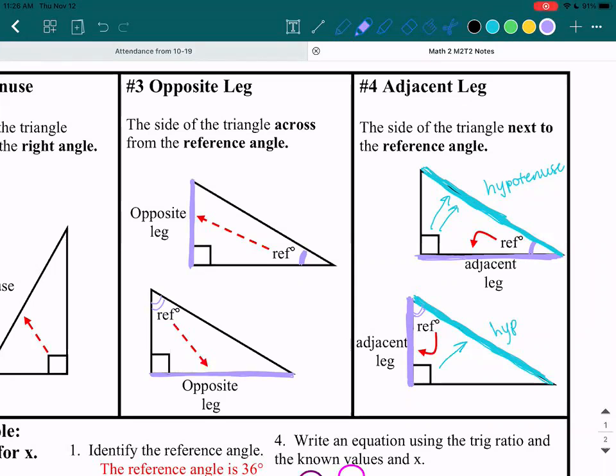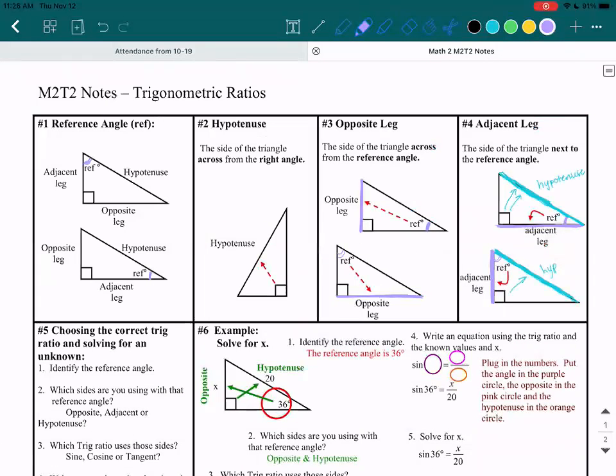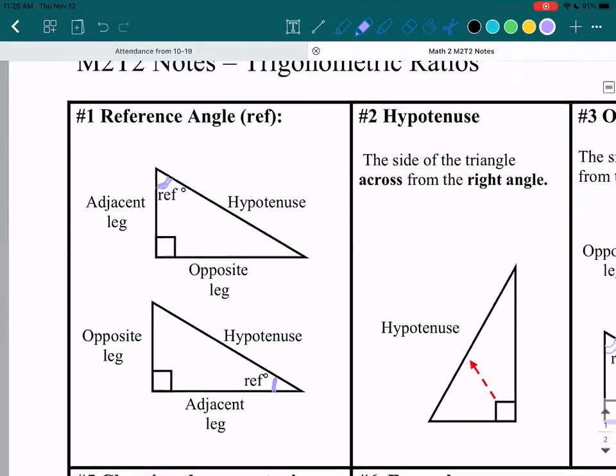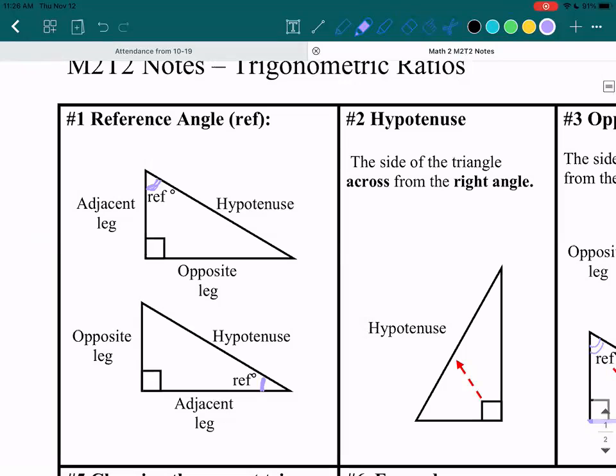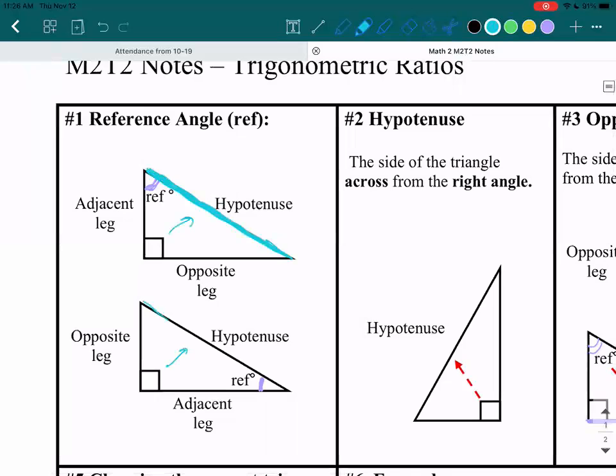Okay, let's go back to the first box. I just want to reiterate everything. When you are given a triangle and a reference angle, you can tell what the opposite leg, the adjacent leg, and the hypotenuse are. Notice once again that the hypotenuse doesn't change. In both the top and bottom triangle, the hypotenuse is still the longest side, and it is still directly across from the right angle. Even though the reference angle changed, the hypotenuse stayed the same because it is always right across from the right angle.